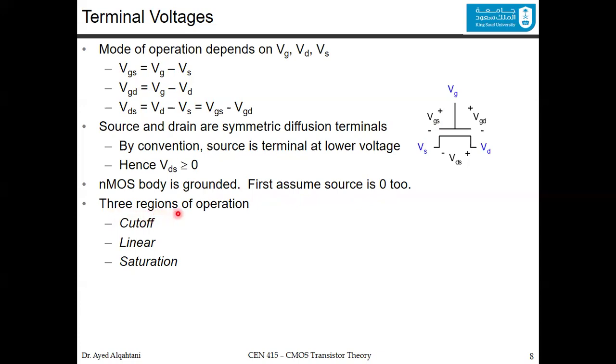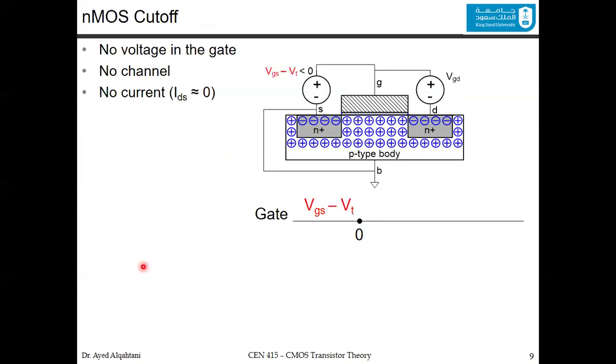So you have three regions of operation for the transistor. We have the cutoff, we have the linear, and we have the saturation. We will discuss each one of them by drawing the transistor and looking at it in detail, what's going on in each one of these three regions of operation. So let's start with the first one, which is for the NMOS in the cutoff region.